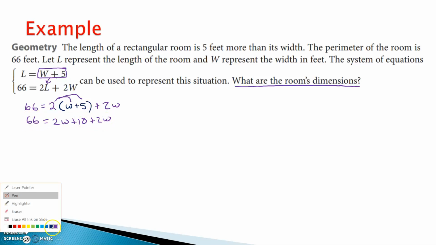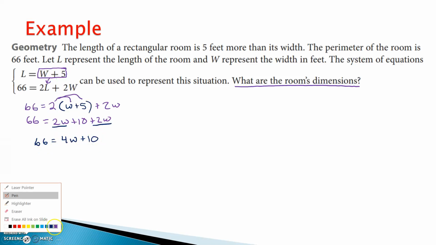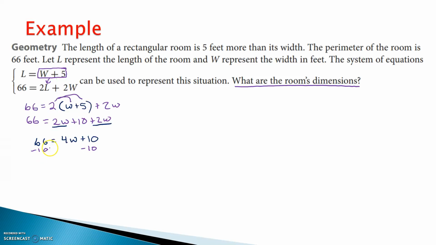Hey, what can I do next? Always check. Can I combine like terms? Of course. 2W plus 2W gives me 4W. So I have 66 is equal to 4W plus 10. Now, how do I get rid of that 10? Let's say minus 10. Minus 10. Well, 66 minus 10 is 56 is equal to 4W. Last thing I have to do here is divide both sides by 4. 56 divided by 4 is going to give me 14. 14 is equal to W. Now, again, what does W represent? Well, width. Now again, it's the width in feet. So I'll give that sentence in a second.